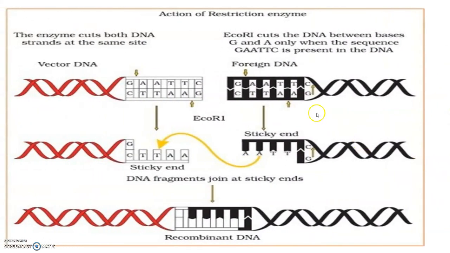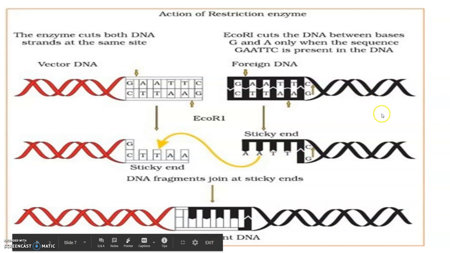So here you can see the action of restriction enzymes. The enzyme cuts both DNA strands at the same site. This is the vector DNA and this is the foreign DNA. EcoRI cuts the DNA between bases G and A only, where the sequence GAATTC is present in the DNA. So it cuts the sequence at the GA place only. So this is EcoRI. It cuts the DNA at the same specific site. So when EcoRI cuts the DNA, they become sticky ends. So DNA fragments join at these sticky ends, and the joining is done with the help of another enzyme, that is ligase.